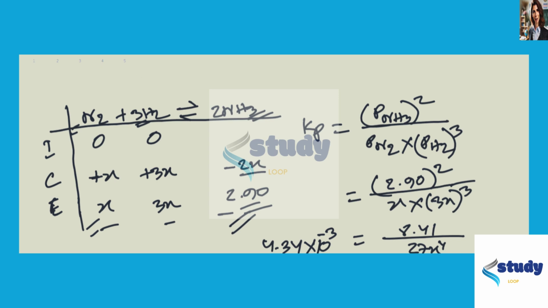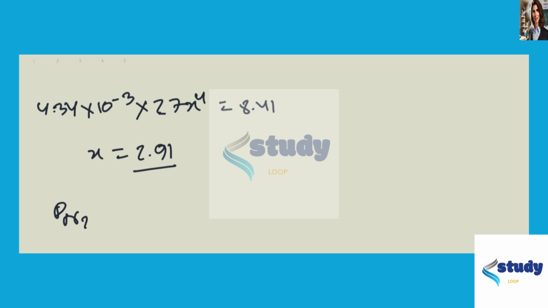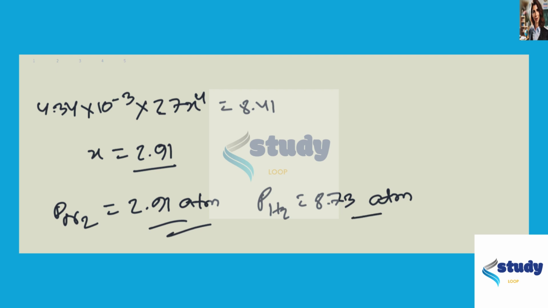Now we know the value of x, and from the ICE table equilibrium expressions, we can find the equilibrium partial pressure of nitrogen and hydrogen. The equilibrium partial pressure of nitrogen is x, which is 2.91 atm, and the equilibrium partial pressure of hydrogen is 3x, that is 3 times 2.91, which gives 8.73 atm. These are the equilibrium partial pressures of N2 and H2, and from them we can find their equilibrium mass.